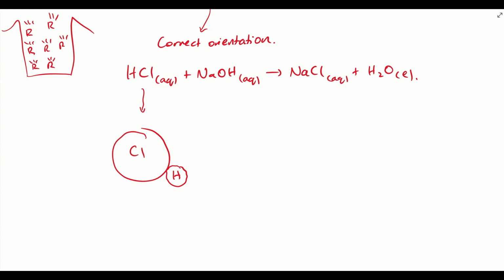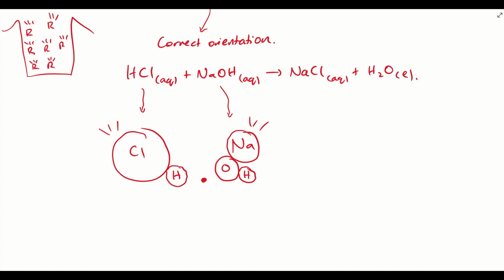And let's take our sodium hydroxide molecule. So that might look something like, we've got our sodium, and then we've got our oxygen here, and our hydrogen's attached to that. It might look something like that, let's say. But what happens is these are going to come flying in together, and they're going to have a collision, say, about here somewhere. Now, if these molecules are not orientated correctly, a successful collision won't occur.